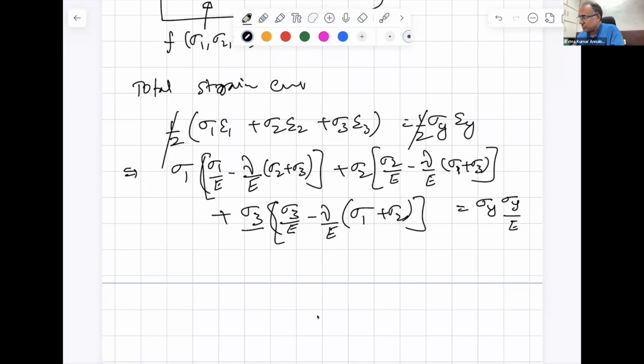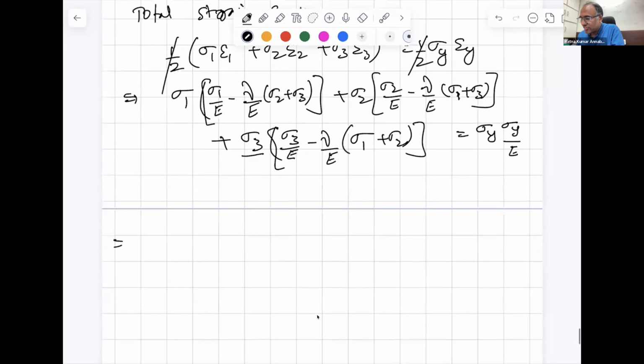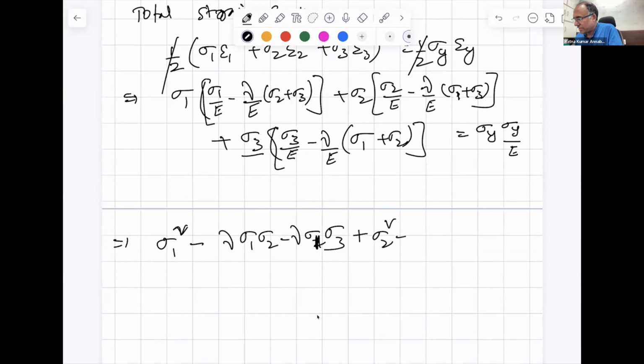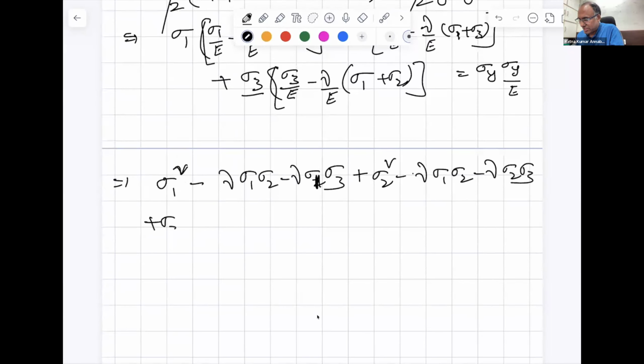Sigma y by E. So E gets cancelled on all the sides. Sigma 1 square minus mu times sigma 1 sigma 2 minus mu times sigma 1 sigma 3 plus sigma 2 square minus mu times sigma 1 sigma 2 minus mu times sigma 2 sigma 3 plus sigma 3 square minus mu times sigma 1 sigma 3 minus mu times sigma 2 sigma 3 is equal to sigma y square.